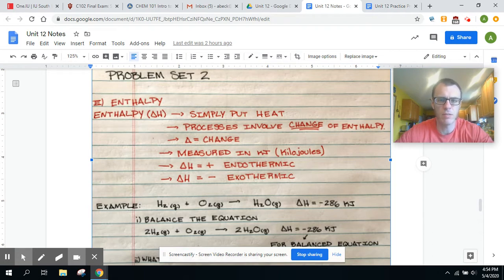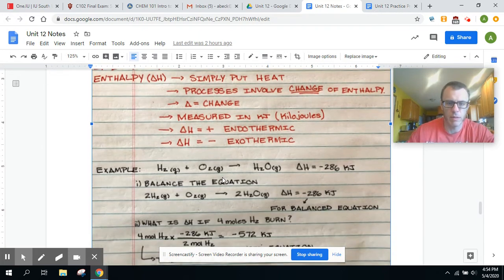The processes involve change of enthalpy. So anything that happens involves a change of enthalpy. Delta means change. Nobody knows the exact value of enthalpy. Sort of like when you climb a ladder, you just say you've gone up 10 feet. That's it. But if we really wanted to be specific, we would say, what's your height from the center of the earth? But nobody really cares because you just care about the change in height from the center of the earth. And so that's what we have here. It's measured in kilojoules, and we have our endothermic and exothermic processes here.